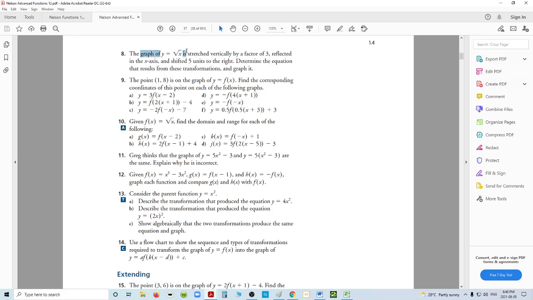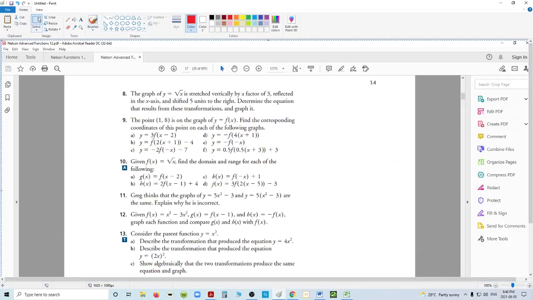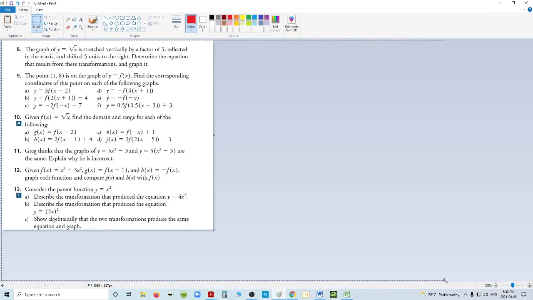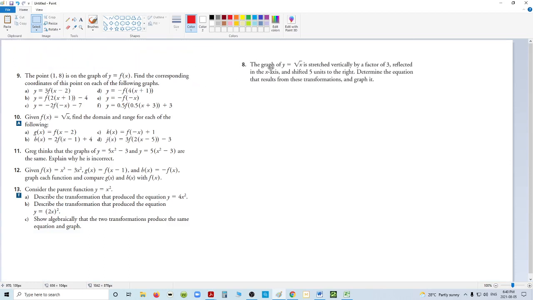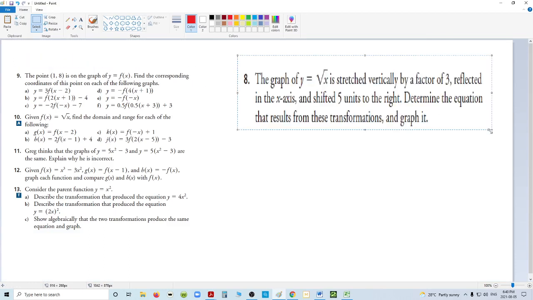So graph of y is equal to square root of x is stretched vertically by a factor of 3, reflected in the x-axis, shifted 5 down, 5 units to the right, determine the equation. Okay. So this is just using words instead of visuals. And trust me, every student has trouble with words. And to be honest, as I've said before, sometimes the wording is incorrect because they don't do the proper step. So they want you to determine the equation from the transformations.